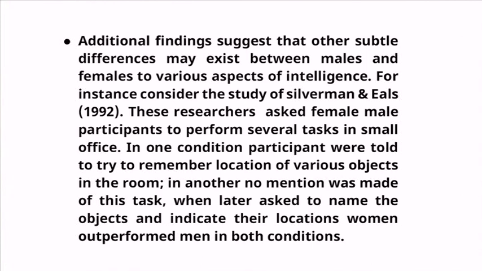Silverman and Eals did a study in 1992 in which the sample included both males and females. They were confined to a room and asked to remember the location of the objects in the room. There were certain objects lying in the room. In the other condition, no mention was made of this task, so it was not mentioned what is lying where. The results show that when later asked to name the objects and indicate their location, the females did better than the men in both conditions.